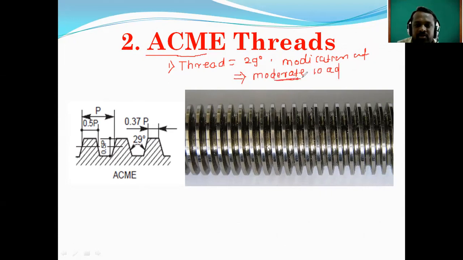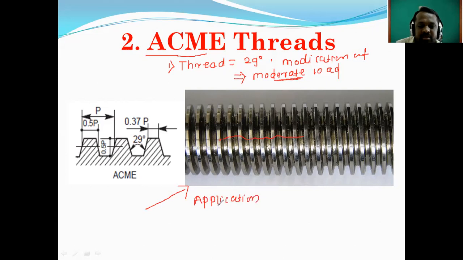Why are we using it for moderate load? Because the flanks have some angle. Then tell me what is the application of that ACME thread? You see this is the ACME thread. Such type of threads are there. Then tell me what is the practical application of that ACME thread?